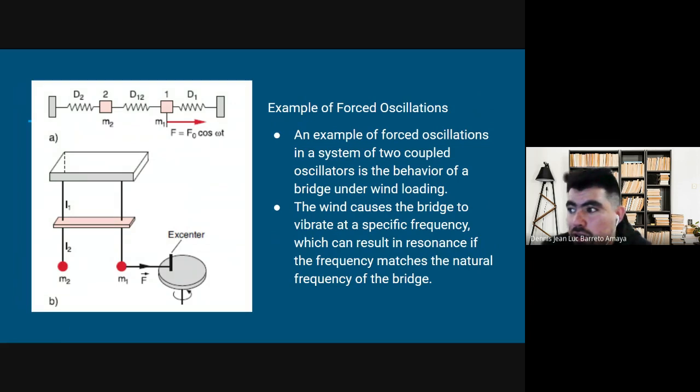An example of forced oscillation in a system of coupled oscillators is the behavior of a bridge under wind load. The wind causes the bridge to vibrate at the excitation frequency, which can match the natural frequency of the bridge, the external force on the system.